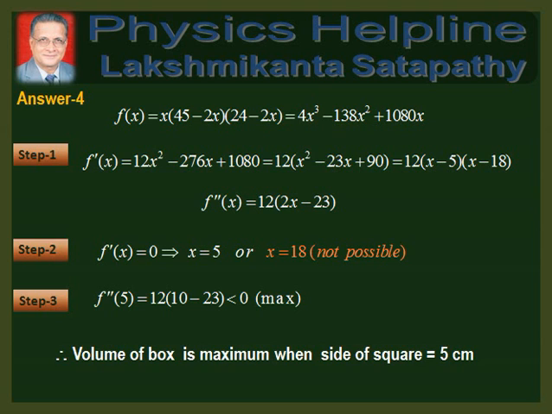But x = 18 is not possible because the breadth of the box will be 24 - 36, which is negative. In the third step, we evaluate f''(5), which is equal to 12(10 - 23), which is negative. Therefore, x = 5 gives a maximum. Therefore, the volume of the box is maximum when the side of each square is equal to 5 centimeters, which is the answer to question 4. This completes the answer to the question.